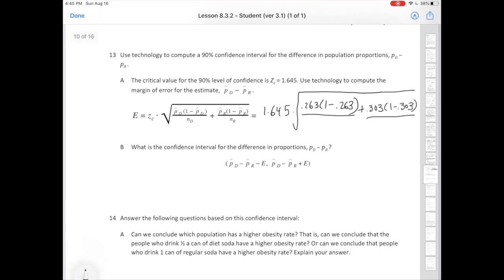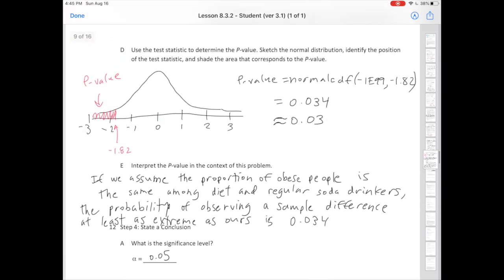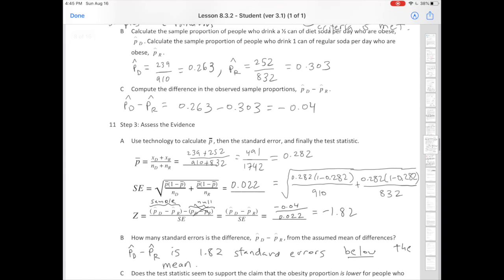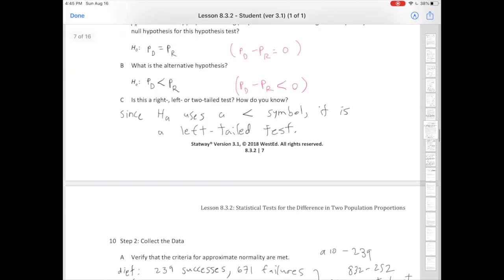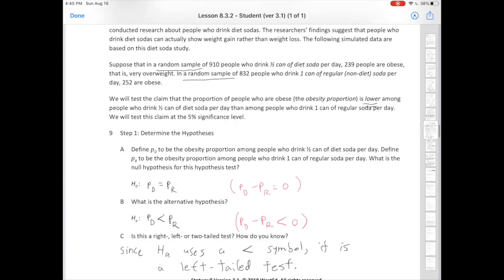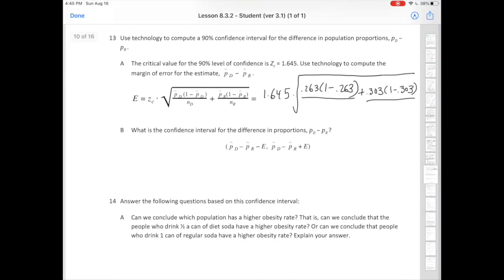And what were the sample sizes? Let's come back here because I don't remember that either. Sample sizes. I believe that one is written right at the beginning, right? Let's see. So 910 was the sample size for the diet, 832 for the regular. So 910 and 832.